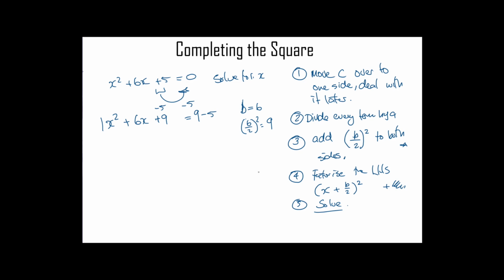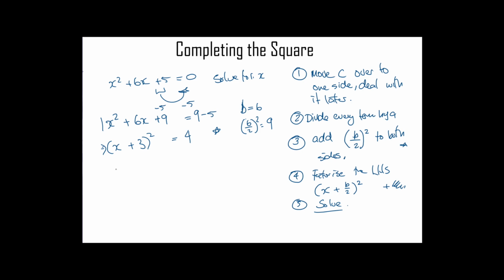All right, next thing we're going to do is we're going to factorize this, and it's going to be really, really easy to factorize. It's just going to be x plus b over 2, which is 3, squared equals 9 minus 5, which is 4. Okay. This is a really, really useful form to have, and I'm just going to put a little star there. We're nearly there.